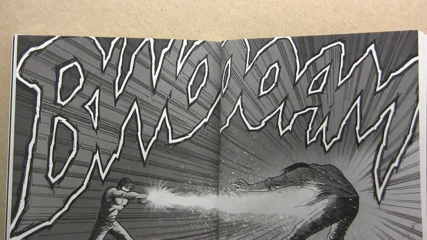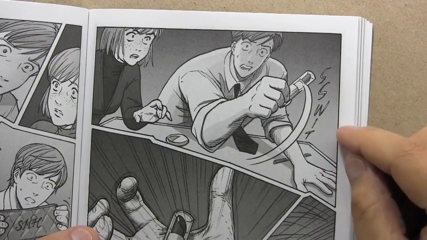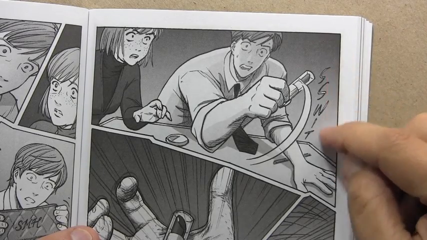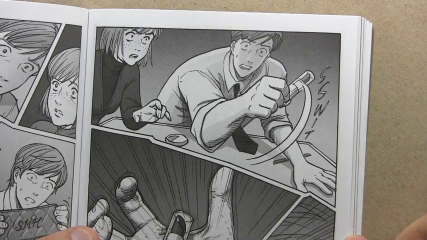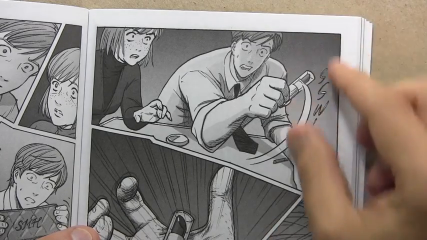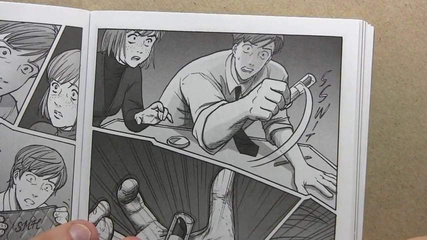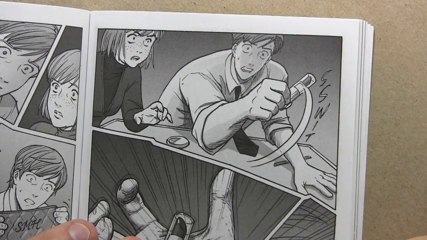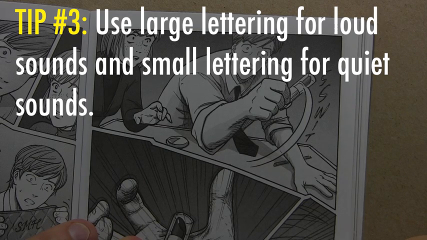Now let me show you the opposite extreme. So here you see much smaller lettering for this sound effect, swit, as he picks an object up off the table. And if I had written swit with these gigantic letters, that would have been kind of bizarre. So it's just always something you're thinking about. You consider the volume that you want the reader to hear this sound at, and then that is directly related to how large or small you make the sound effect.